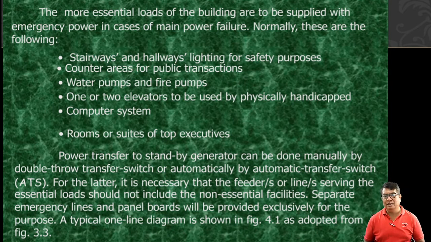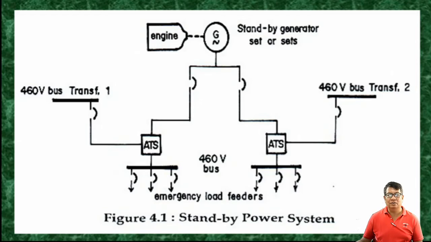For the latter, or in other words, for that ATS, it is necessary that the feeder or line serving the essential loads should not include the non-essential facilities. Separate emergency lines and panel boards will be provided exclusively for the purpose. Okay, so that is if we will not supply the whole system. Pero yun ang sabi ko kanina, yung sa design natin na condominiums na high-rise building, kailangan 100% ng supplyan natin.